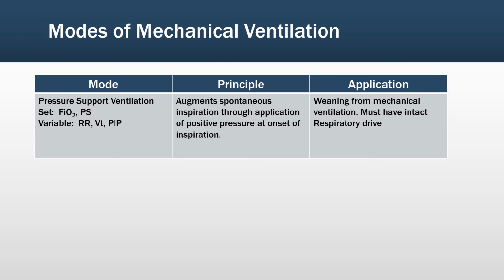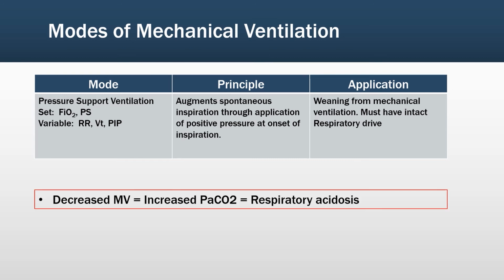The pressure support augments spontaneous inspiration through the application of positive pressure at the onset of inspiration. The amount of work that the patient does is influenced by the amount of positive pressure applied. For this reason, positive pressure ventilation is often used to assist in weaning the patients from mechanical ventilation. In order to use this mode, the patient must have an intact respiratory drive. If the patient is unable to maintain an appropriate minute ventilation, then the patient runs the risk of respiratory acidosis.